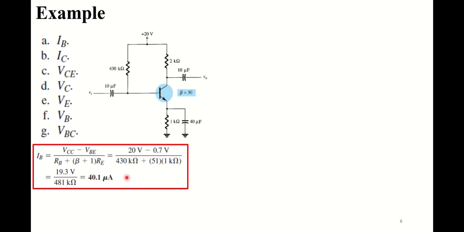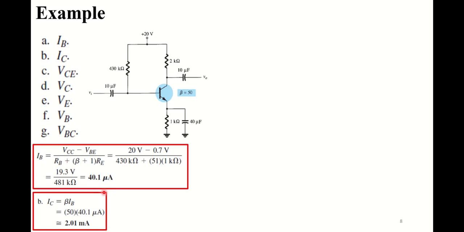As you would have already observed, when we are solving BJT circuits, finding the value of one parameter gives the value of other parameters. For example, now as we have found the value of IB for part A, by using this value we can easily find the value of IC by using the standard equation of IC is equal to beta IB. That gives us the value of IC to be equal to 2.01 milliamperes.